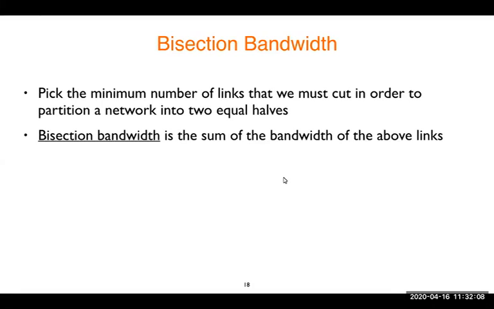Okay, let me repeat that one more time. So we look for the minimum number of links that are going to partition the graph into two equal halves. And then the bandwidth of those links is our bisection bandwidth.